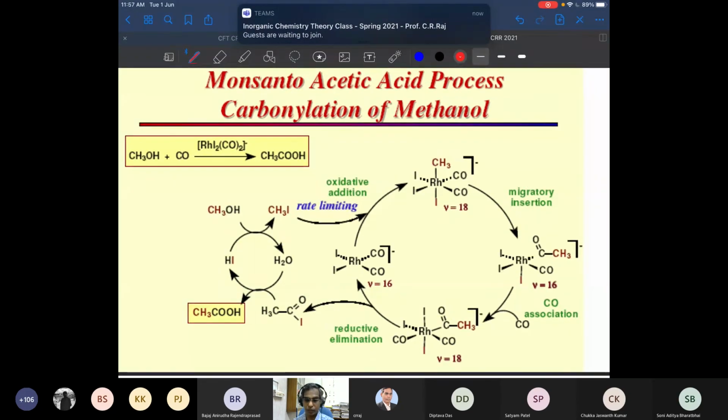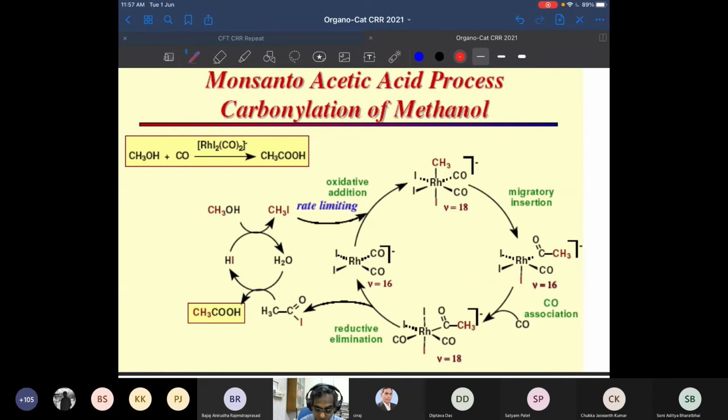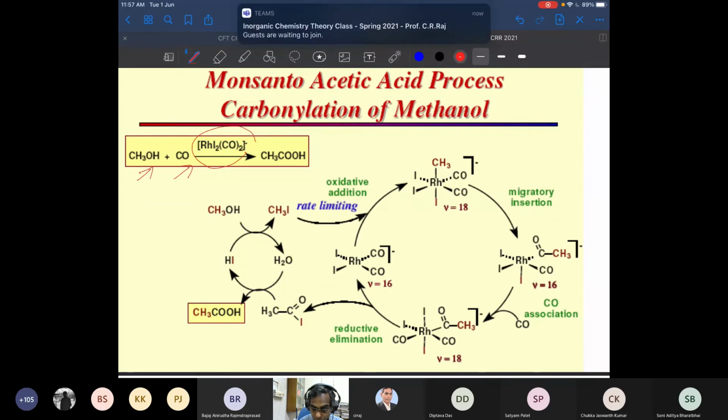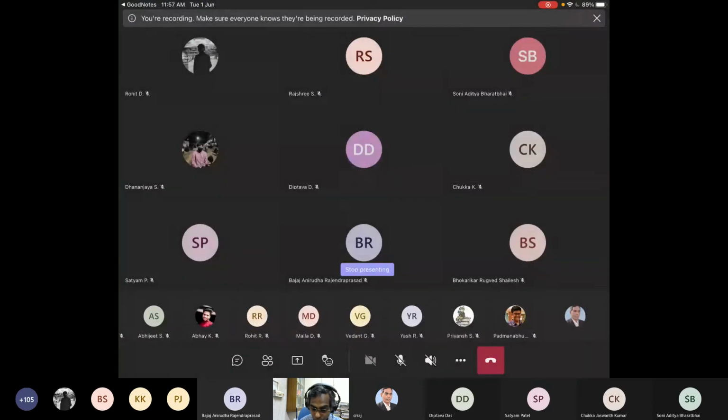Right. Now look at the cycle. Initially, what is happening? Look at the yellow rectangle. Methanol, carbon monoxide, your catalyst. Right. That is the entire catalytic reaction that comes here.